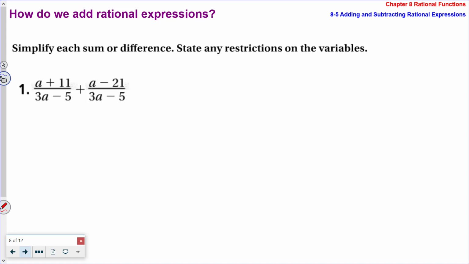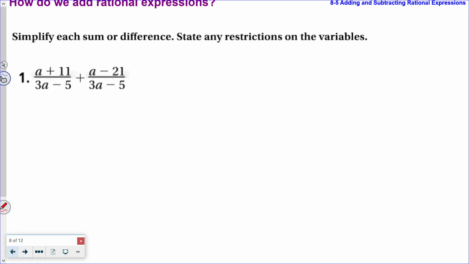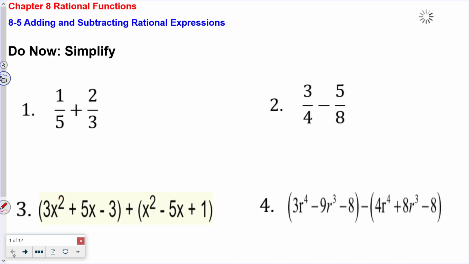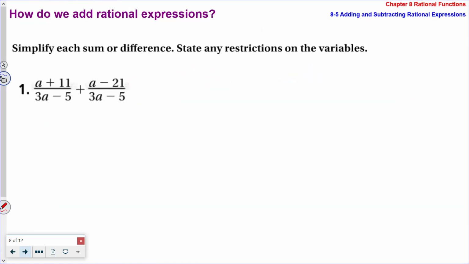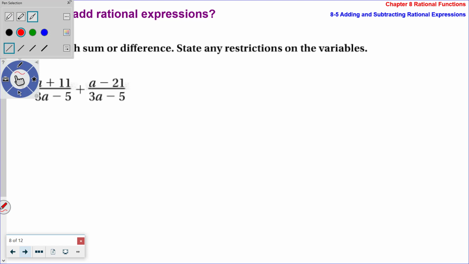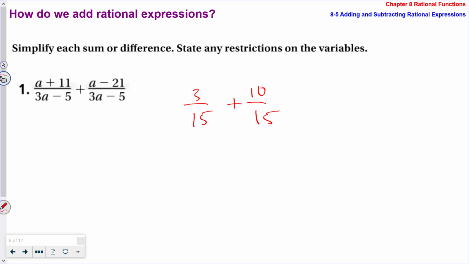So if you remember what we did in the do now, we had 1/5 plus 2/3. So in the do now, we had 3/15 plus 10 over 15. In the do now, when you have a common denominator, your answer is just one fraction and you add the numerators. So it's 3 plus 10 over 15. You all follow that, right? It's 3 plus 10 over 15, which is just 13 over 15.